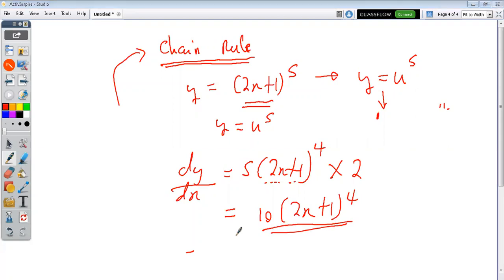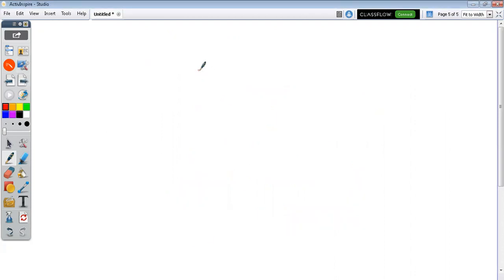Are you there? Yes, sir. So, can you try this? y is equal to 1 over (3x minus 2) to the power of 3. Can you try to differentiate?